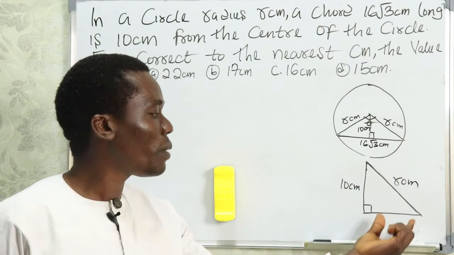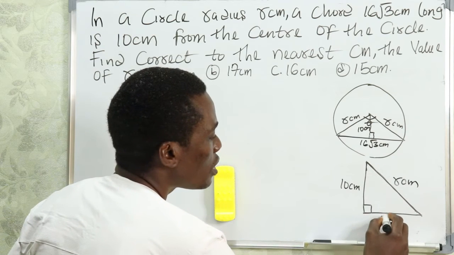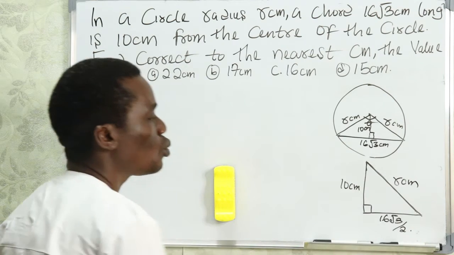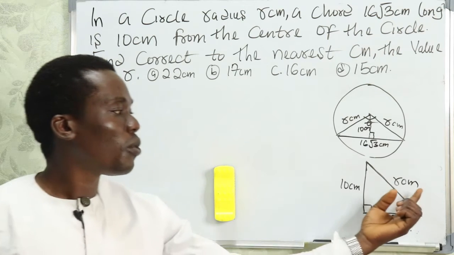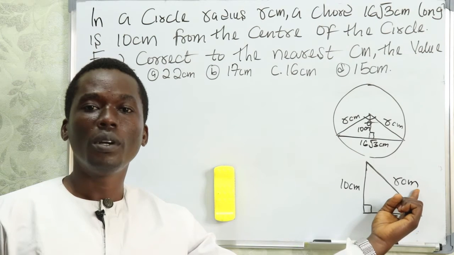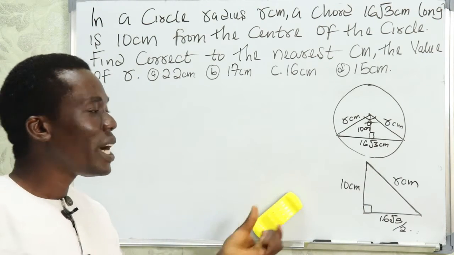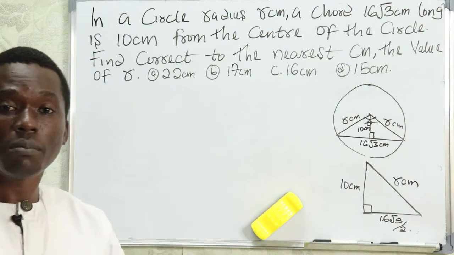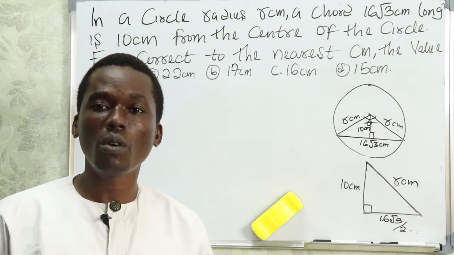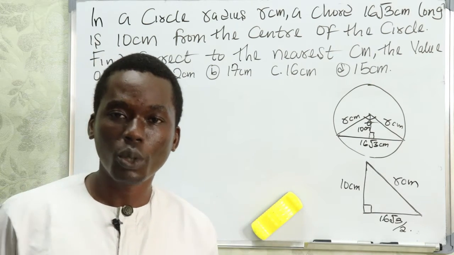So that means this part will now be 16 root 3 divided by 2. What are you asked to look for? You are asked to look for the value of the radius R. Now, since this is a right angle triangle, remember in mathematics generally, we use the Pythagoras theorem to solve right angle triangles.